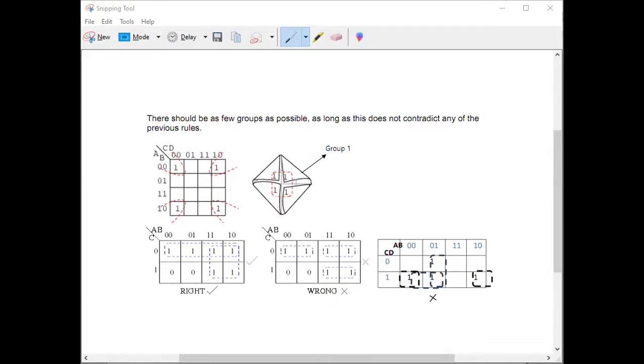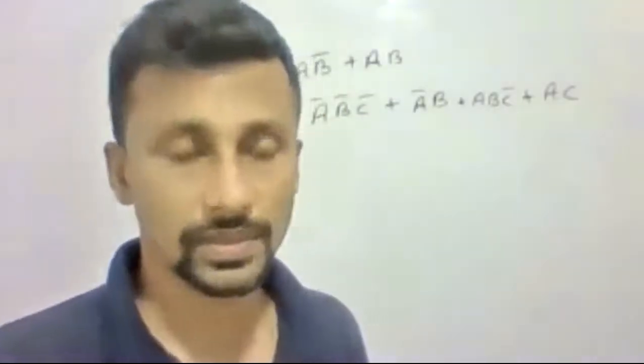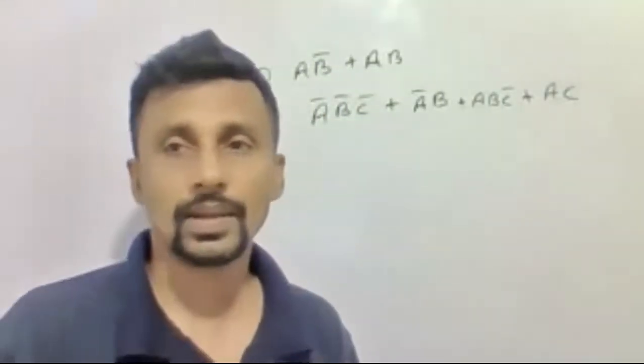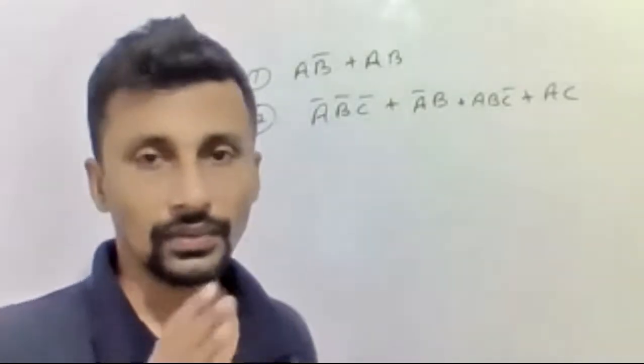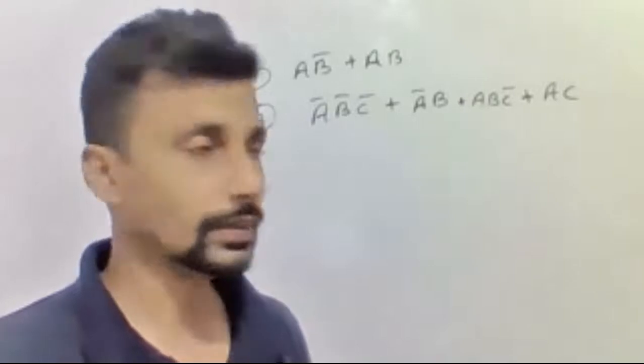Now we'll see how to use this K-map to simplify the Boolean expressions, right? This is a very important part. So look at the board, and if you have any problem, you can ask me.